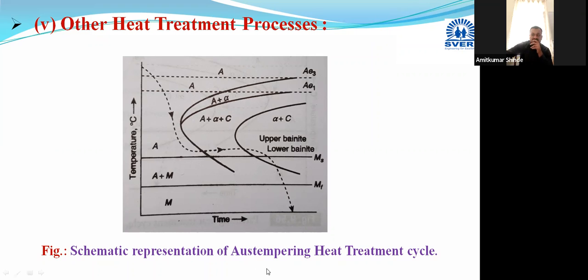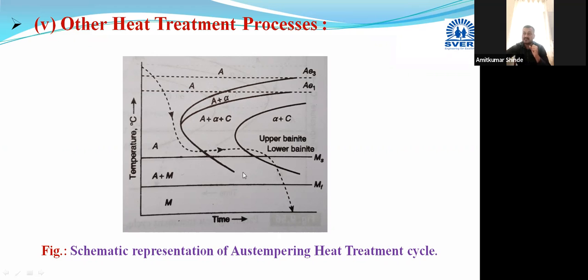So this is the austempering heat treatment cycle, or the austempering hardening process. Now, just one disadvantage is there for this process. That disadvantage is that we are providing a very long period of time here; the holding time in this region is very long. Hence, what will happen here?